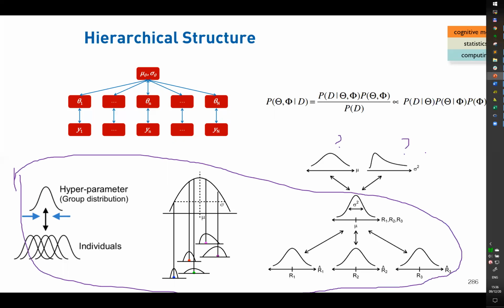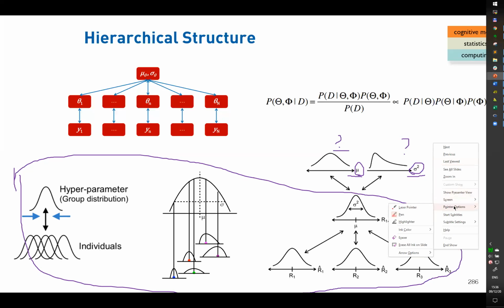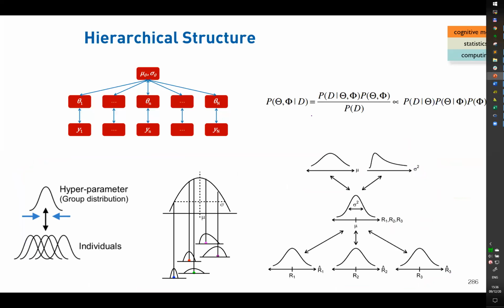What are they? Well, because we are doing Bayesian parameter estimation, we need priors, right? So here, this is the prior distribution for the mu, and this is the prior distribution for the group level standard deviation parameter. So the prior for the mu, and then the prior for the sigma, okay? And if you understand the graphics, I can go a little bit into this equation.